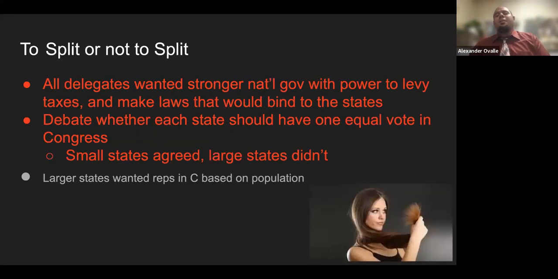So here you have to split or not to split. All delegates there wanted a stronger national government with power to levy taxes and to make laws that would bind the states together. The debate started whether each state should have one equal vote in Congress or not. Small states agreed. Large states did not. Large states wanted representatives in Congress based on population.